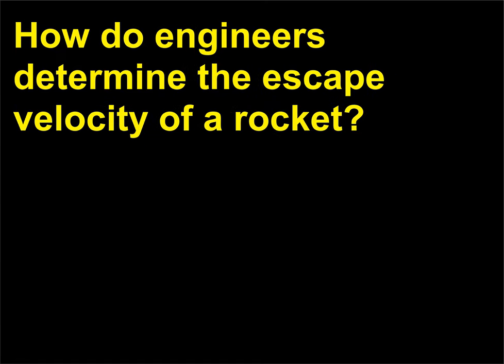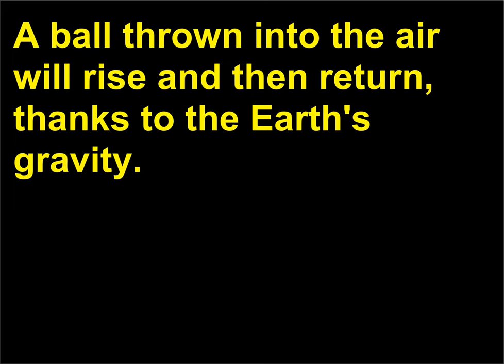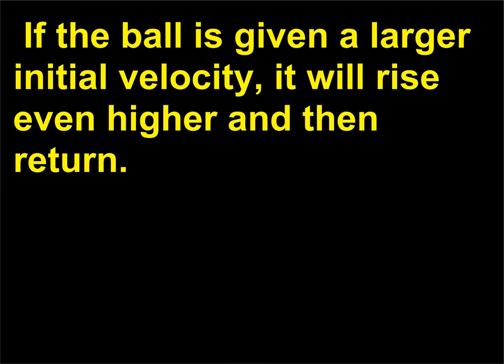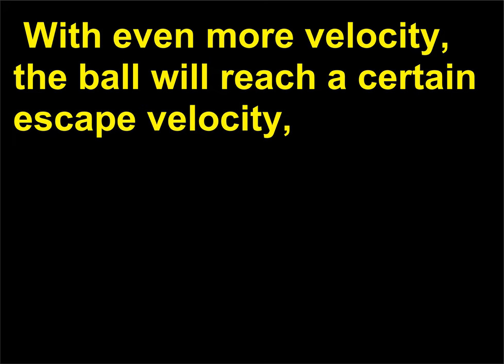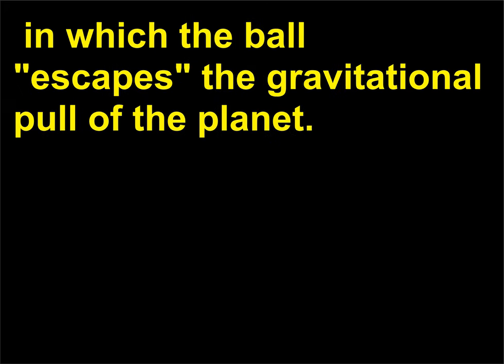How do engineers determine the escape velocity of a rocket? A ball thrown into the air will rise and then return, thanks to the Earth's gravity. If the ball is given a larger initial velocity, it will rise even higher and then return. With even more velocity, the ball will reach a certain escape velocity, in which the ball escapes the gravitational pull of the planet.